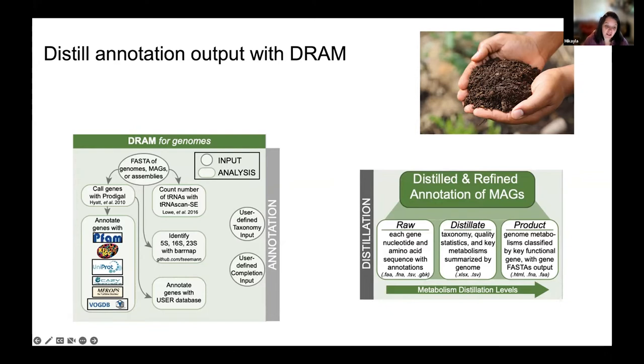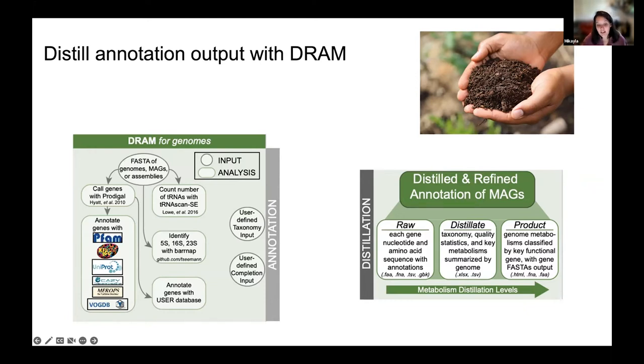So if we go through these different levels, raw is the most information. This gives you an annotation for every gene in all of your genomes. The distillate is one level more refined, and this allows you to pull out genes of interest. Currently the distillate pulls out biogeochemically relevant processes. For example, if you're really interested in nitrogen, it has already summarized the nitrogen cycle within the distillate. Or if you're interested in carbon metabolism, the carbon metabolism is already summarized in the distillate.